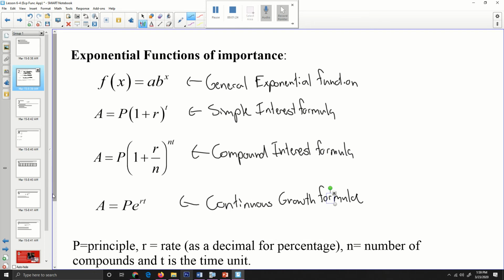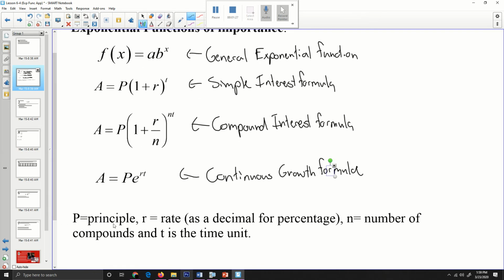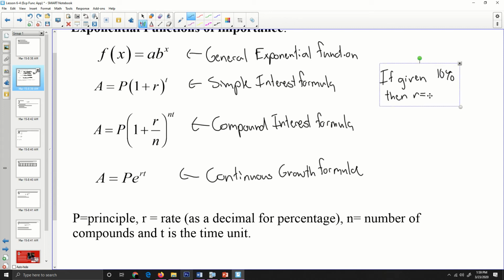And in all instances, P is the principal or the initial amount. R is the rate as a decimal for a percentage. So if you are given, let's do a better job, if given 10%, then r equals 0.1. So you've got to change that to a decimal.